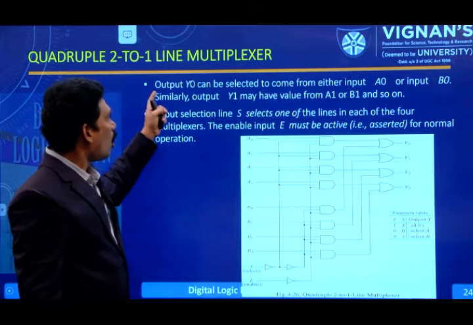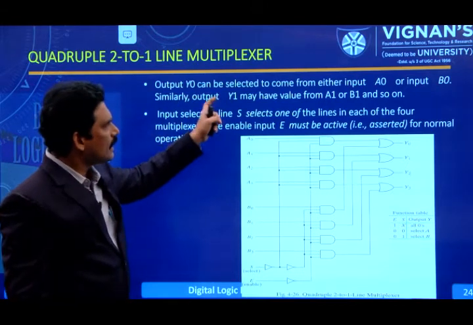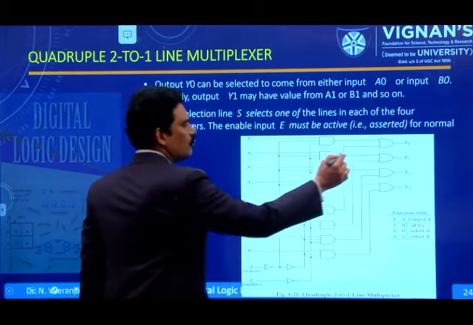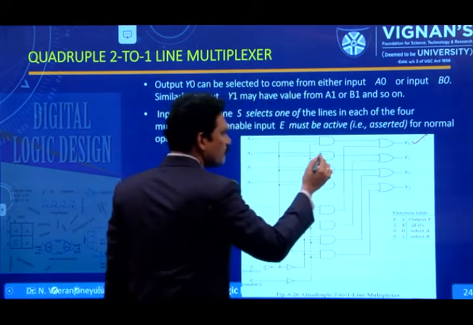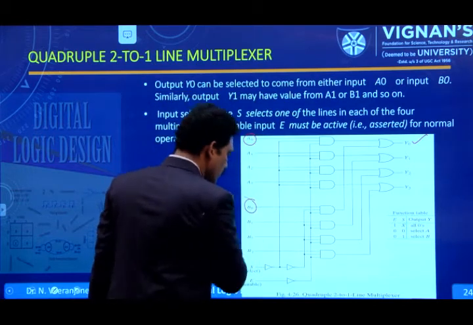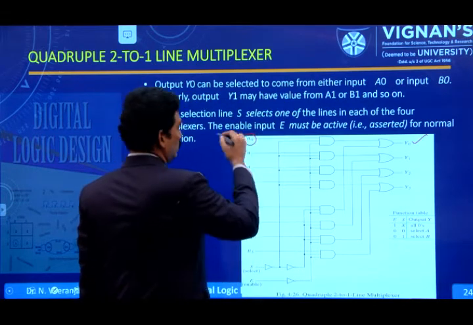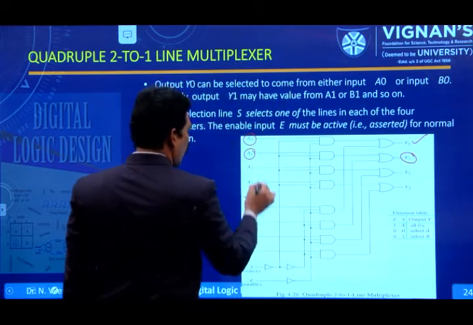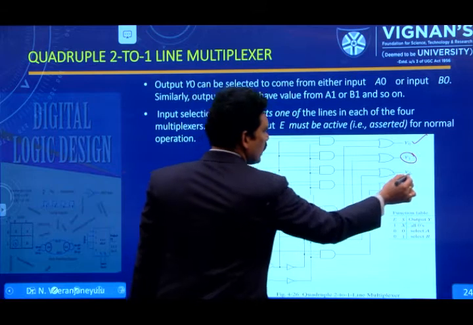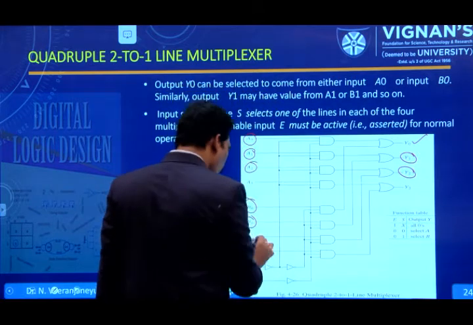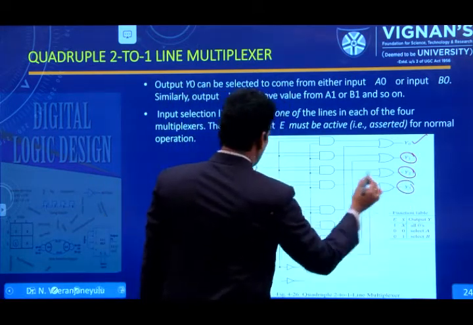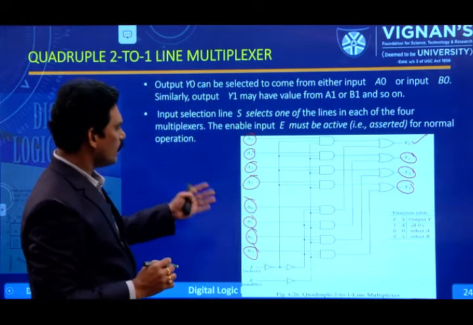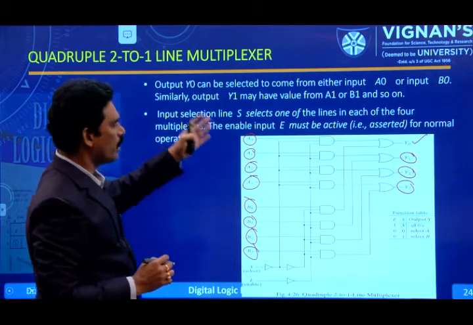So, output Y0 can be selected to come from either A0 or B0. Y1 is selected from either A1 or B1. Y2 is selected from either A2 or B2, and Y3 is selected from either A3 or B3. This is quadruple 2 to 1 line multiplexer.